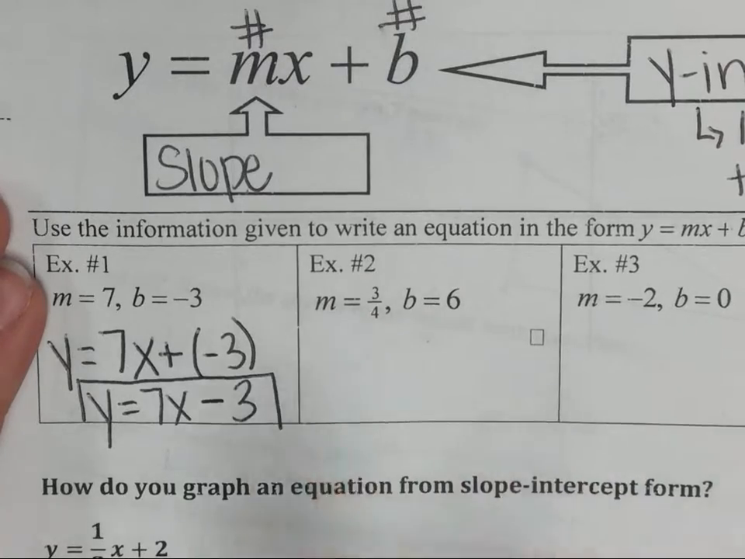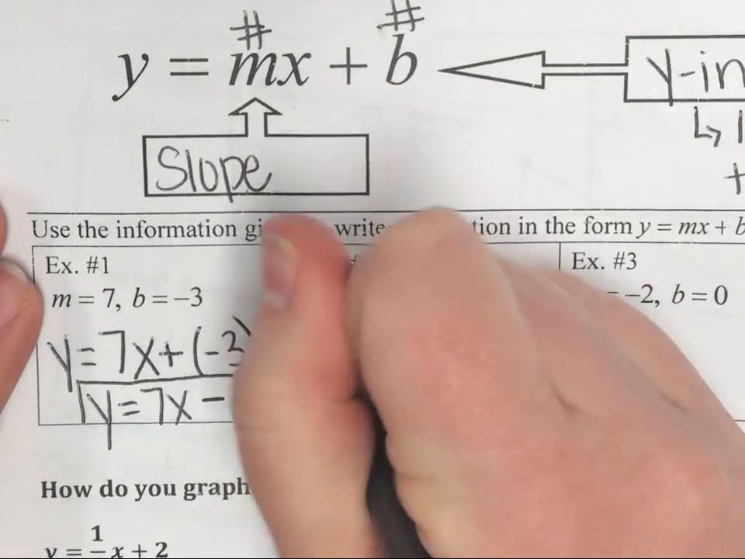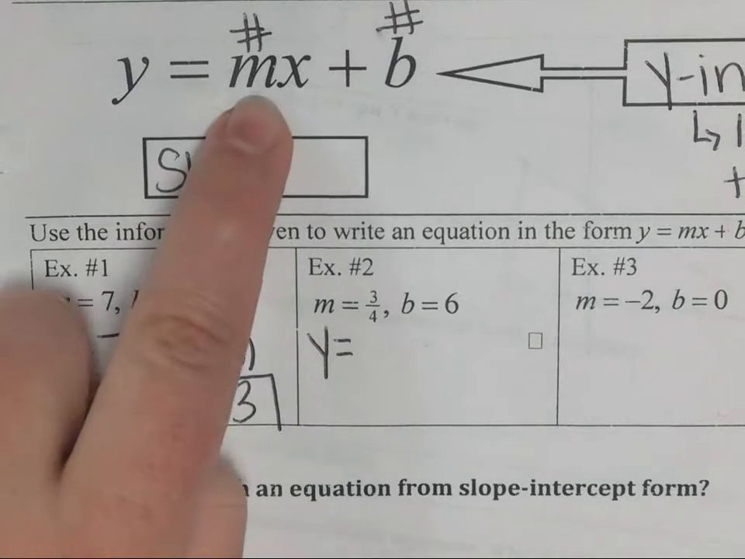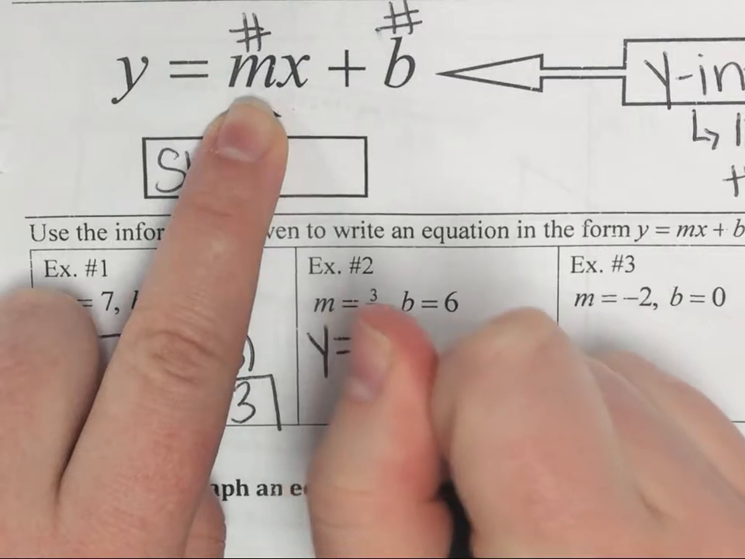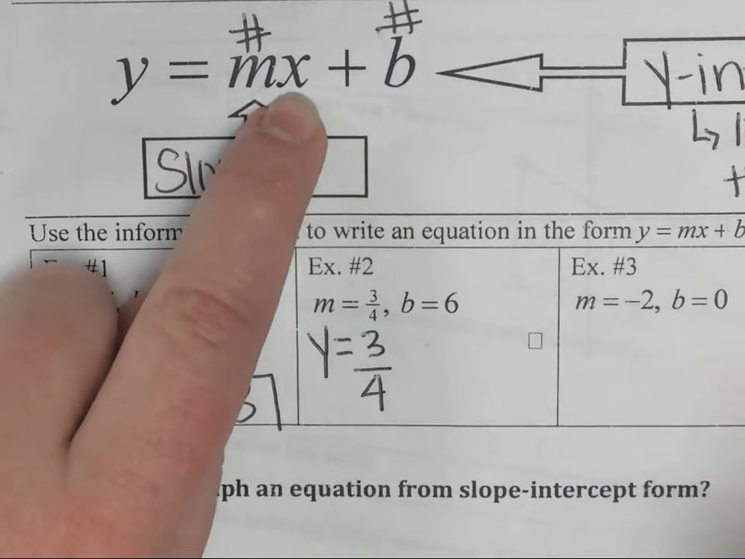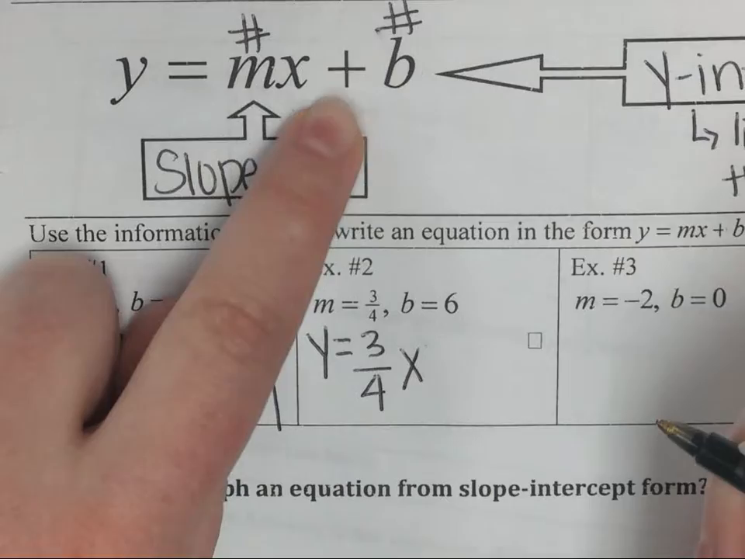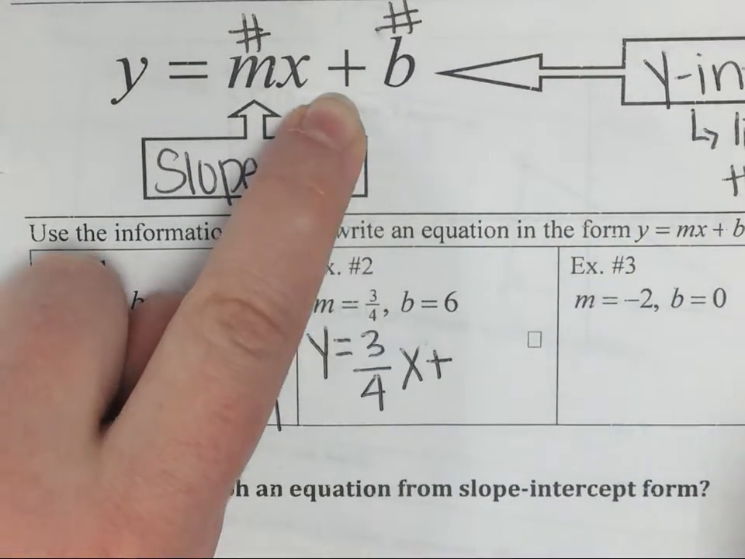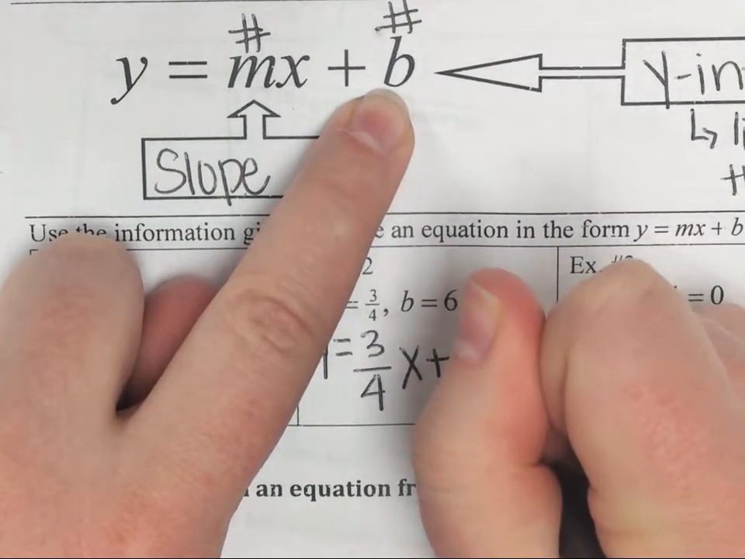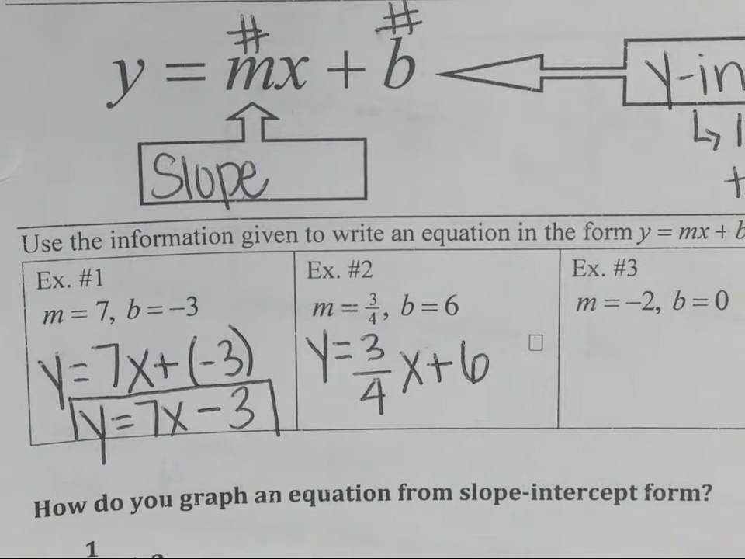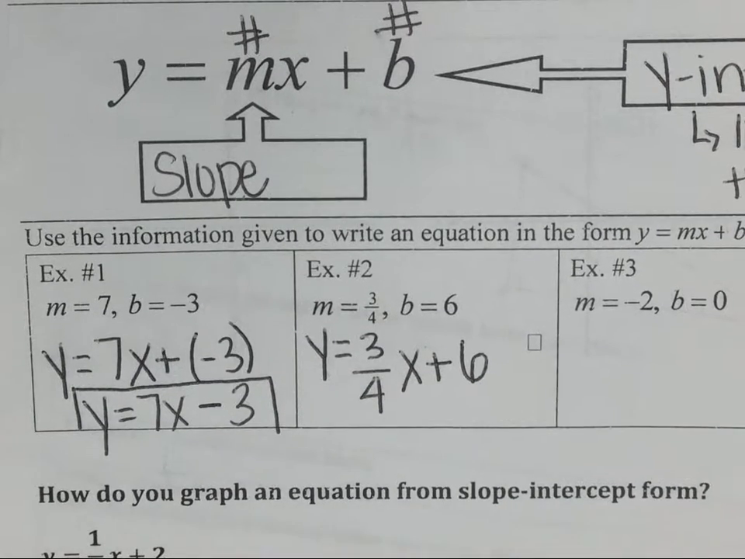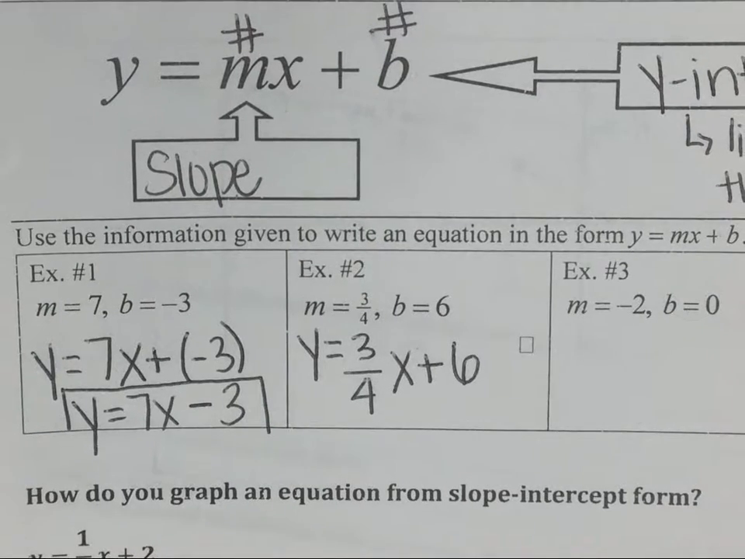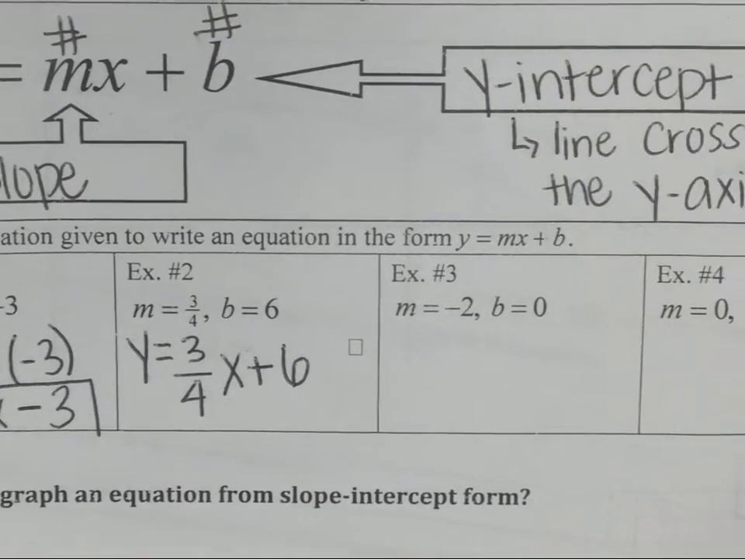Alright, example 2. Same thing. What are we always going to start with? Y equals. And then m comes next. But we can put what in place of m? 3/4. And what has to be attached to that 3/4? That x. And we have a plus sign. And b is 6. So plus 6. There's nothing to simplify there, because we don't have any double signs. But we have it in y equals a number x plus a number. Mx plus b. Okay, good. Questions? We're just plugging in things.